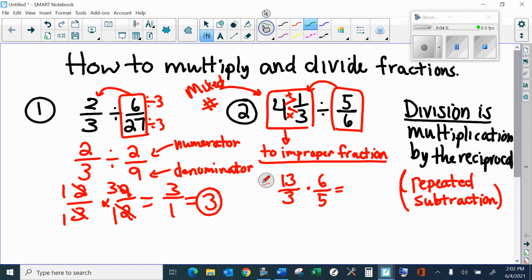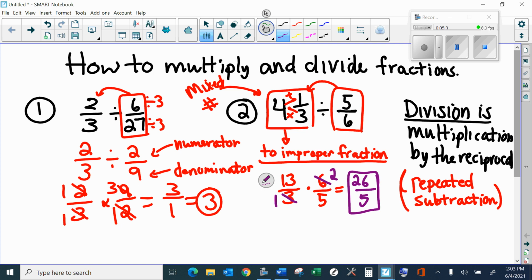Okay. Then what do I do now? I cross cancel. Is there any cross canceling? There may not be. But notice the GCF between 3 and 6 is 3. 3 goes into 3 once. 3 goes into 6 twice. There is no cross canceling with the 5 and the 13. Both of those are prime numbers. Remember what a prime number is: only one and the number itself divide into that number. So now I multiply straight across. 13 times 2 is 26 and 1 times 5 is 5. Now in high school, we can go ahead and leave improper fractions.